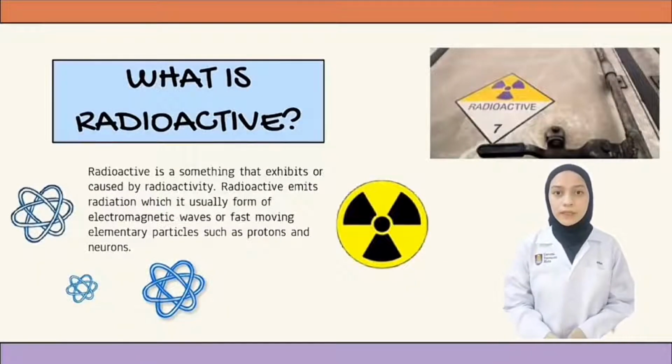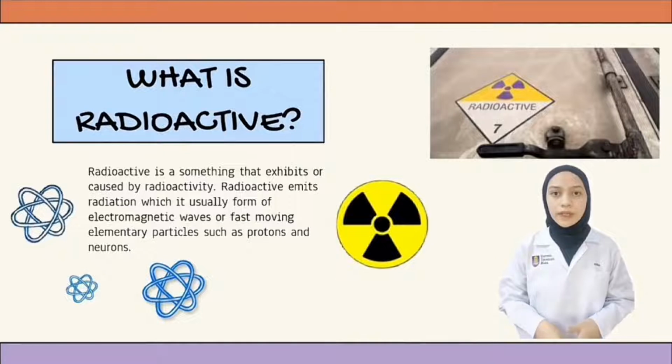Radioactive is something that exhibits or is caused by radioactivity. Radioactive material emits radiation, which usually takes the form of electromagnetic waves or fast-moving elementary particles such as protons and neutrons. Nuclear radiation can ionize chemicals within a body, changing how cells behave.